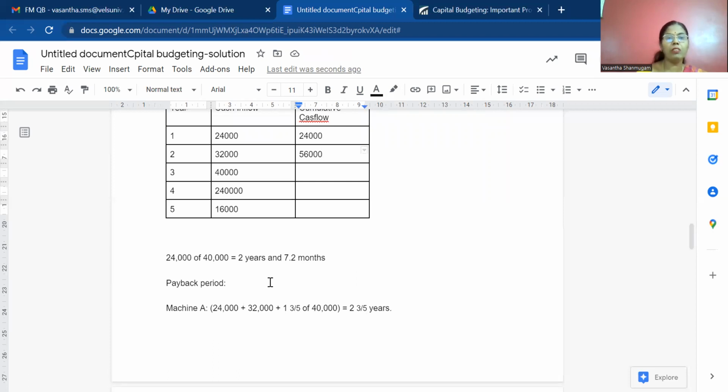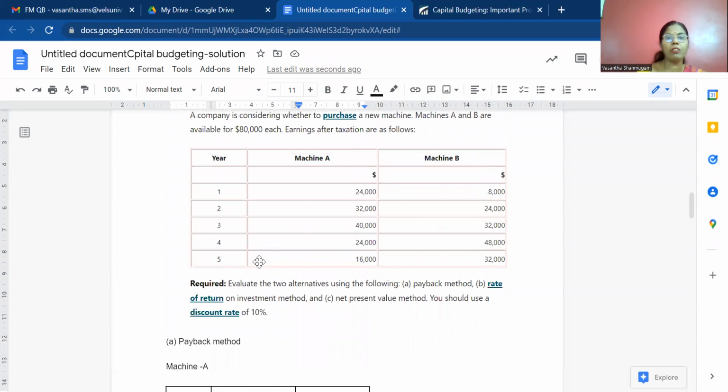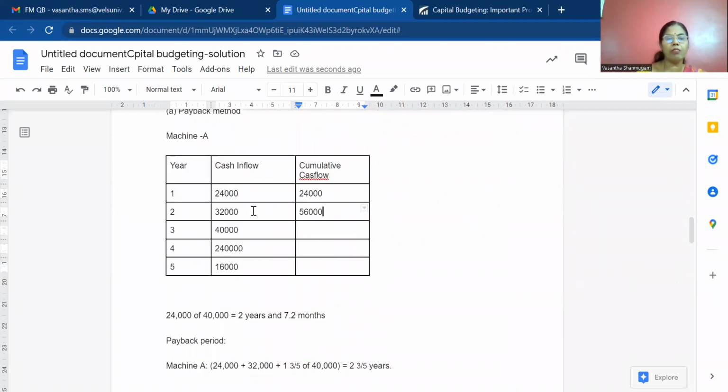So how much money is actually required? Our investment is 80,000. Up to the second year we are able to generate 56,000. We can move to the third year, but if you add the third year, the cumulative cash flow becomes 96,000, which is 56,000 plus 40,000. But we require only 80,000, so we have to stop at the second year itself.